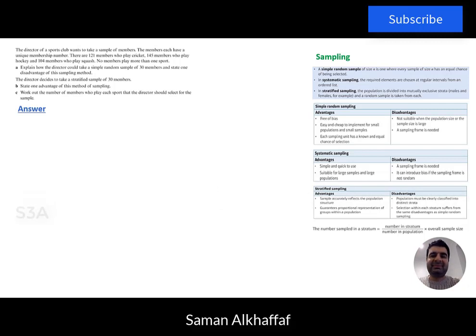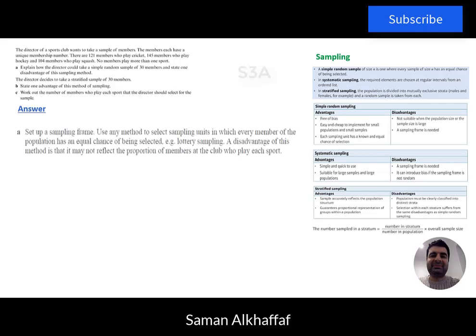145 members who play hockey and 104 members who play squash. No members play more than one sport. For part A, explain how the director could take a simple random sample of 30 members and state one disadvantage of this sampling method.